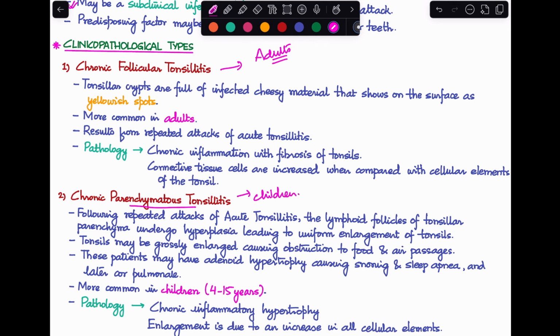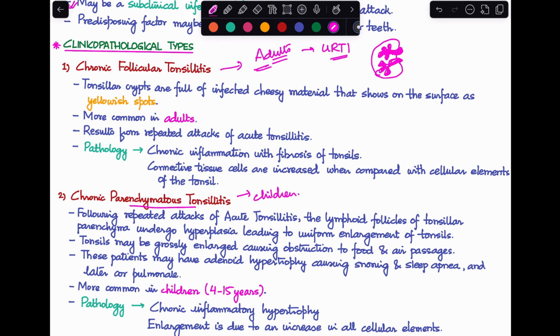Chronic follicular tonsillitis, which occurs more commonly in adults, usually occurs after repeated attacks of acute tonsillitis, which can be even in the form of an upper respiratory tract infection. What happens here is the tonsillar crypts are involved. We know the structure of the tonsil, right? There are primary crypts and there are secondary crypts. These crypts can get infected and filled with cheesy material, and these can show up on the surface of the tonsil, on the medial surface of the tonsil, as yellowish spots. That is what chronic follicular tonsillitis looks like.